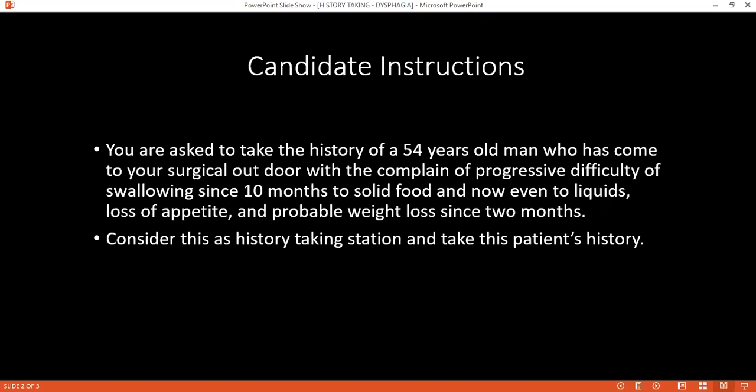Doctor, I noticed a problem when I'm eating something. I noticed this problem around 8 months before. Do you have difficulty in swallowing? Yeah. When I'm eating something, I cannot eat. Is it constant or intermittent? It is intermittent.